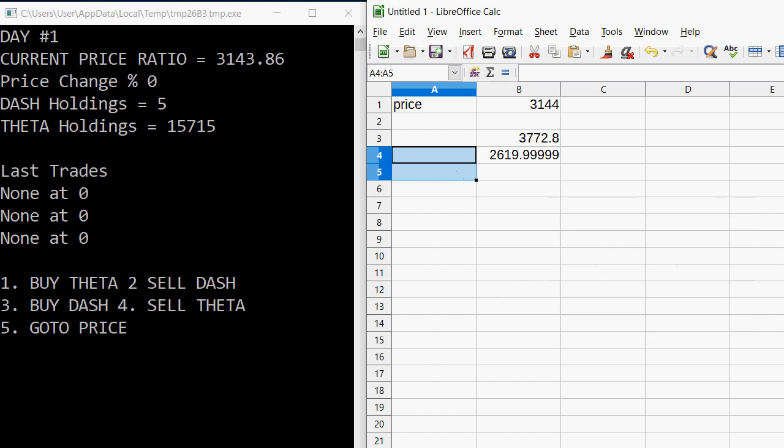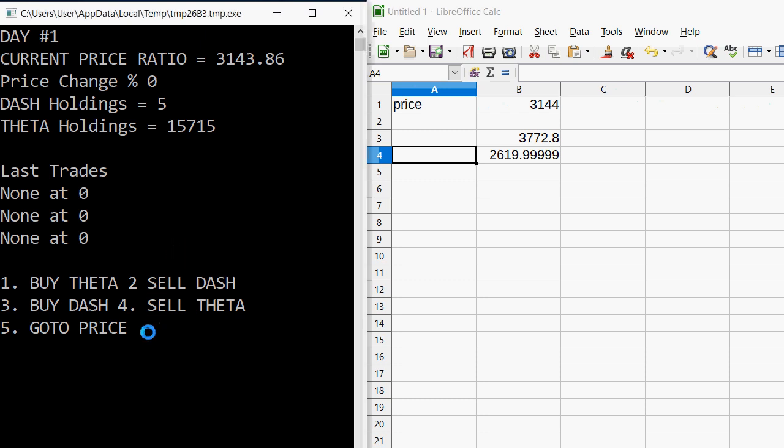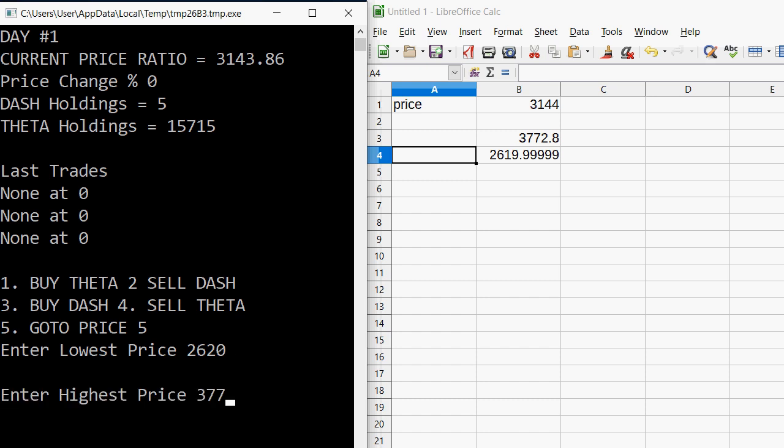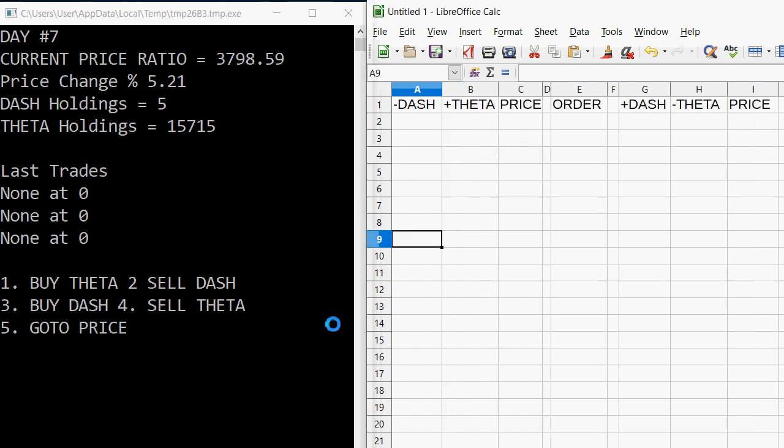And when there's big moves, I'm just going to go for bigger trades. So I'd only want to sell even a smaller amount when they get to those points. So therefore, let's start off by doing the first one. The lowest price is 26.20. The highest price is 37.73. And on day number 7, it goes to 37.98. So therefore, it's a sell.